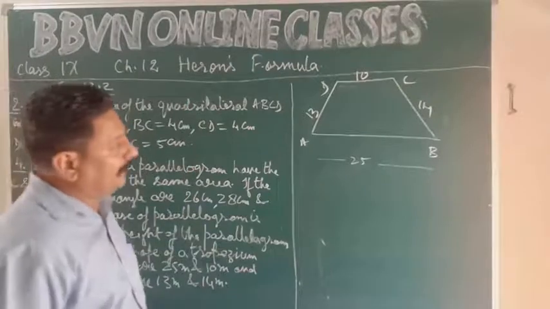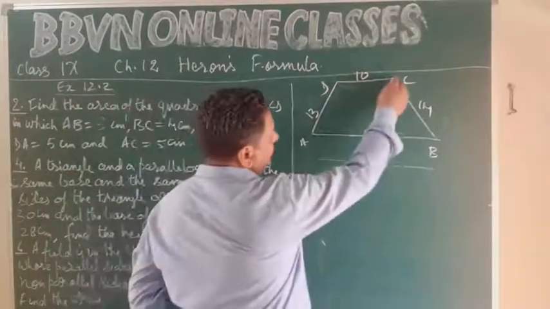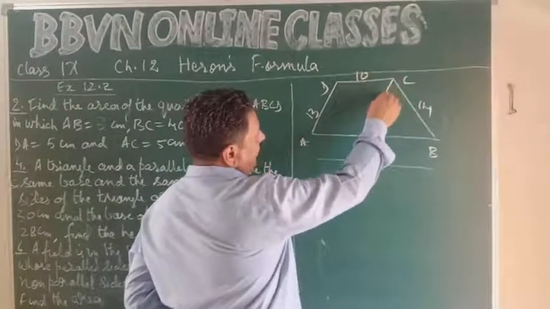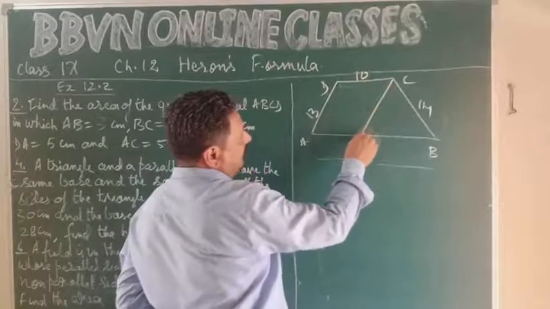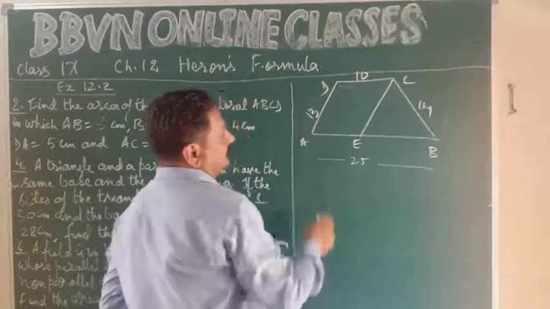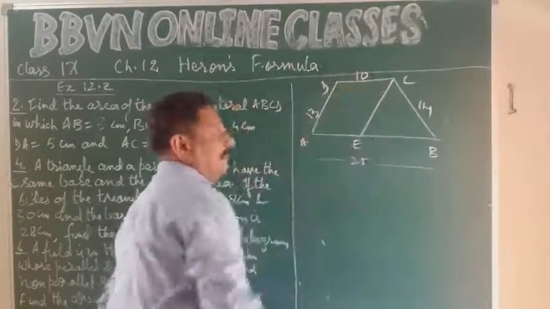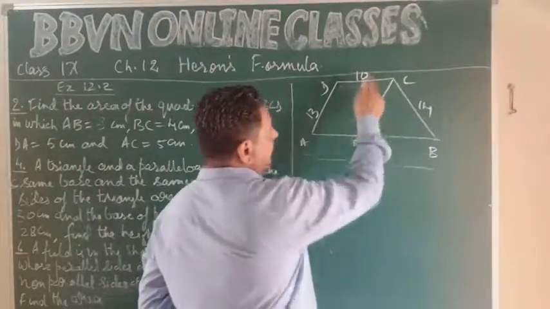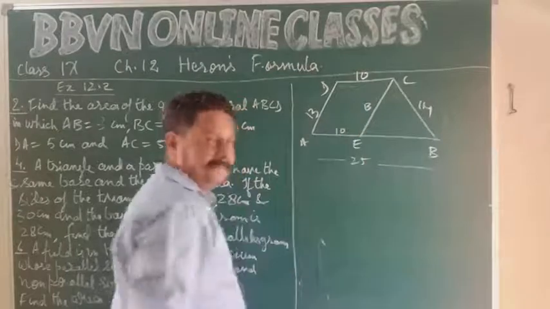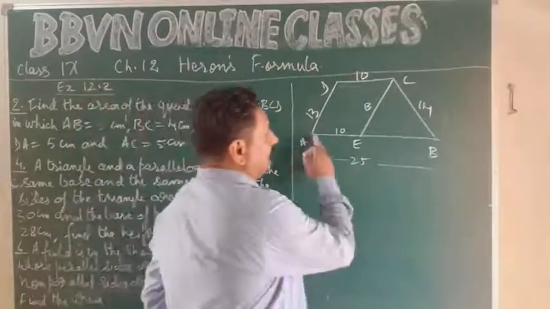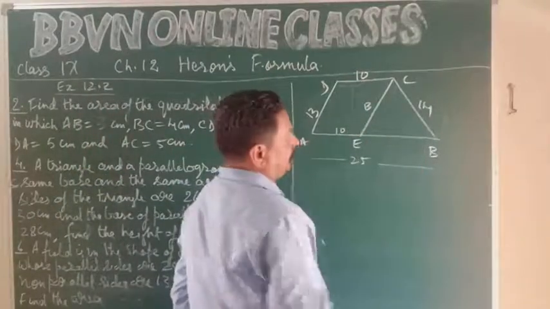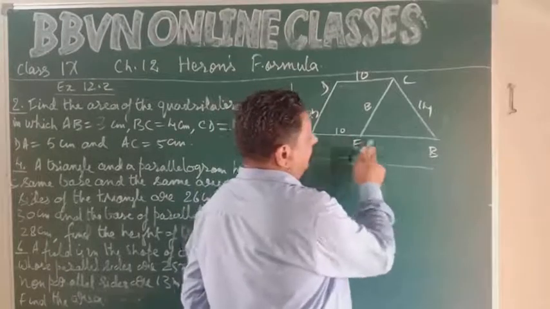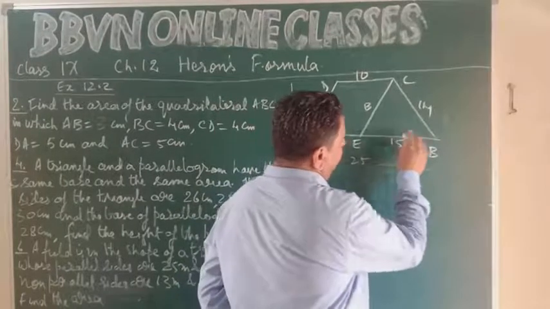Now I'll do one thing. From this C, I will draw a line parallel to AD. I'll take this point as E. So AECD becomes a parallelogram. So if this is 13, this is also 13. This is 10, this is also 10. Now this entire length is 25. So if AE is 10, BE will be 15 centimeters.